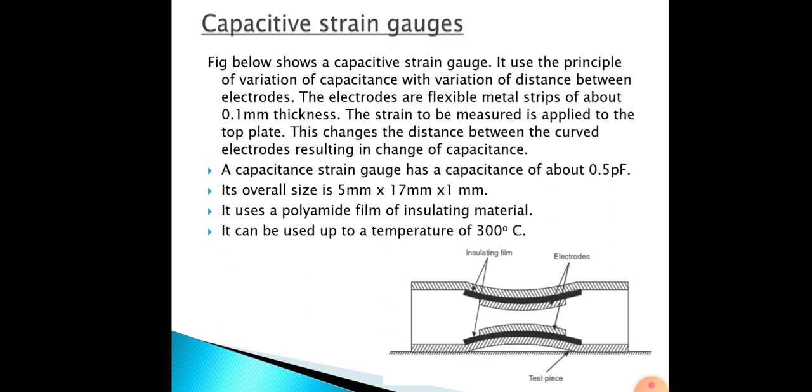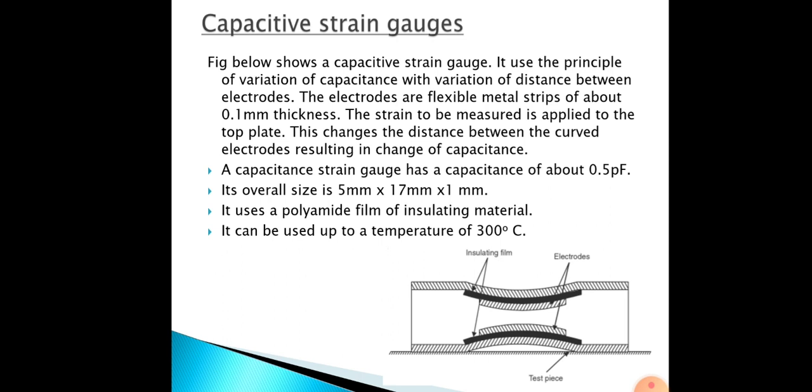The strain to be measured is applied onto the top plate. So the top plate will be there, no? There the strain will be applied, means you can apply some force. This changes, what will it change? The distance between the curved electrodes. So when the distance between the curved electrodes changes, what will happen? There will be a change in the capacitance.